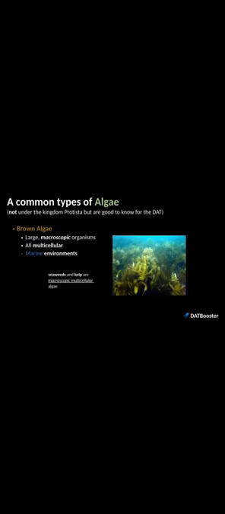Okay, just a side note. I thought I'd include this just in case. If you ever encounter brown algae, this is not in the kingdom Protista. This is just a common type of algae. So it's all macroscopic, it's all multicellular. Key example would be like seaweed and kelp.